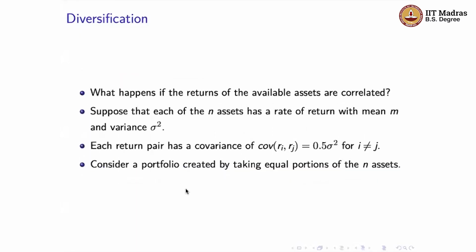Now, one question to ask is that we have assumed here that all the assets are uncorrelated. What happens if the returns of the available assets are correlated? What is the result we get in that case? So let's use the formulas that we have derived to think about that. Suppose again, as before, that each of the n assets has a rate of return with mean m and variance sigma square. We are keeping this unchanged, but the only thing that we are now changing is that we are allowing for the covariance to be not equal to 0. So imagine that again, everything is symmetric so that the covariance between Ri and Rj is given by 0.5 sigma square. And we are going to construct a portfolio as before by taking equal portions of these n assets.